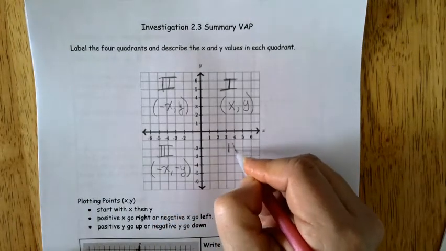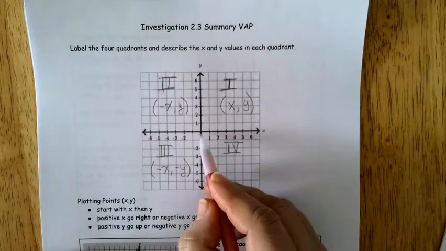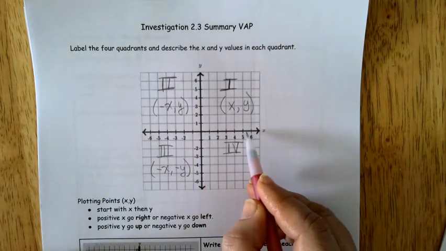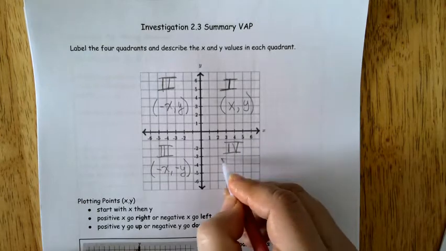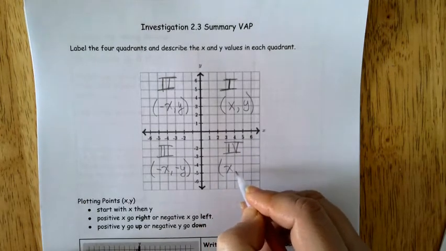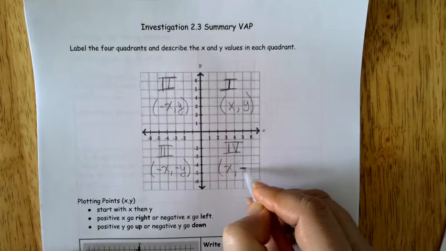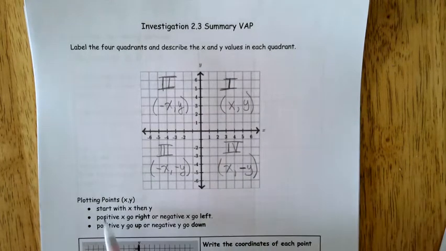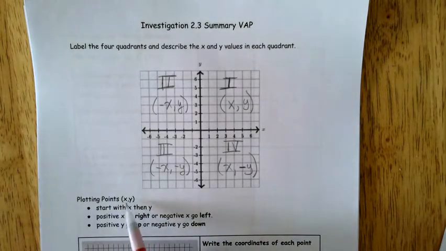And finally, in quadrant four, we're starting at our origin. We're moving right, so these are positive numbers. And we're moving down, so these are negative numbers. So our x is positive, but in this case, our y is negative. Now, when we're plotting points, alphabetical, x comes before y.